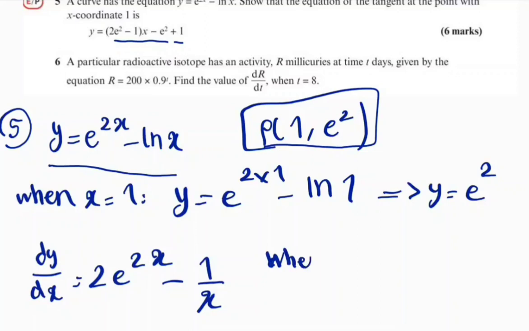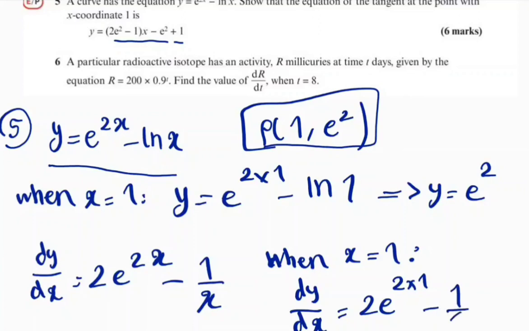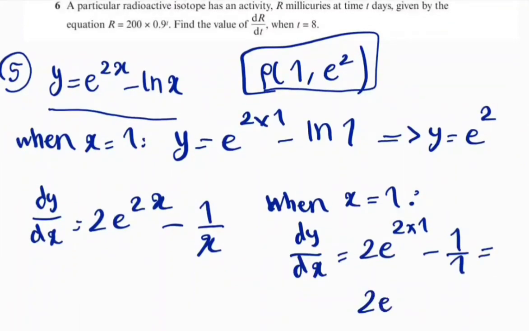So when x is 1, then the gradient is 2e^2 times 1 minus 1 over 1, which is equal to 2e squared minus 1. This is our gradient. And it's very common to get strange gradients, because it's not always the case that you get nice numbers for your gradient. So don't panic and don't think you might have done something wrong, because it's very common to get some strange things for your gradient.